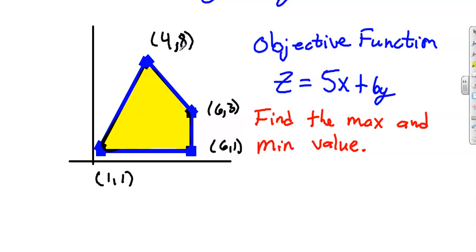Okay, and to find the max and min, all you have to do is basically this. You're going to take each ordered pair, whether it's 4 corners or 3 corners or 5, or however many you have, take each of these corners from whatever the shape is, plug them into the objective function, and the biggest number is your max, the smallest number is your min.